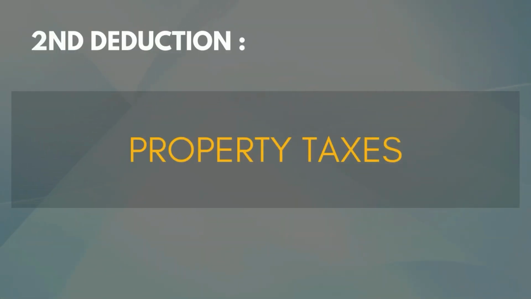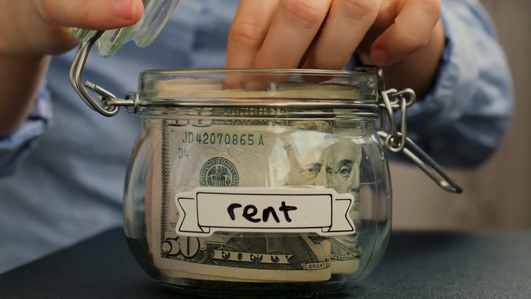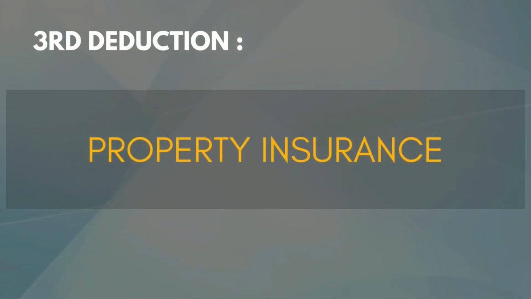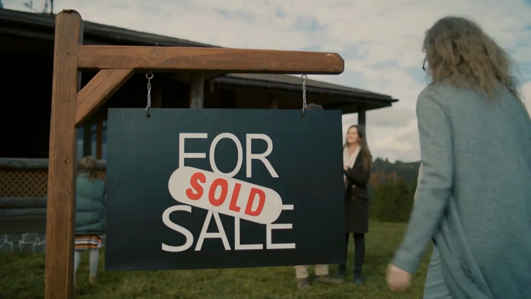The second deduction is property taxes. Now, property taxes also can be directly deducted from the rental income that's produced by the property. The third deduction is property insurance. Now I know you folks are used to not being able to deduct your property insurance because that's against your primary residence. But because you own an investment property, property insurance is now deductible from your rental income.